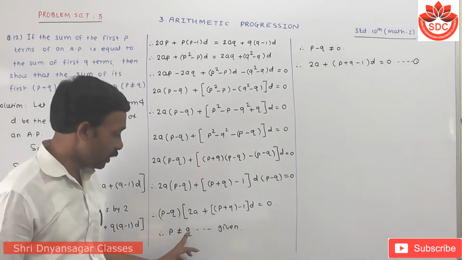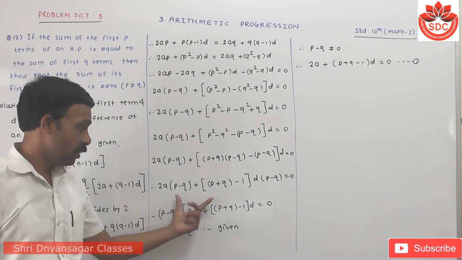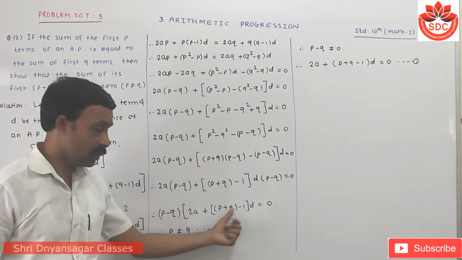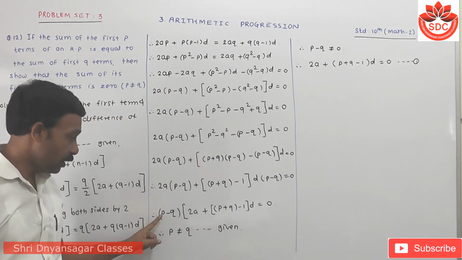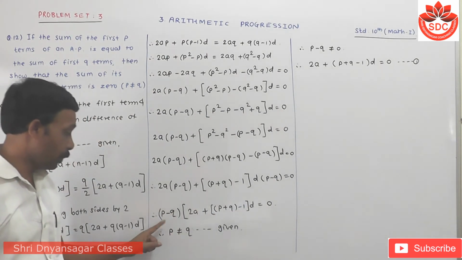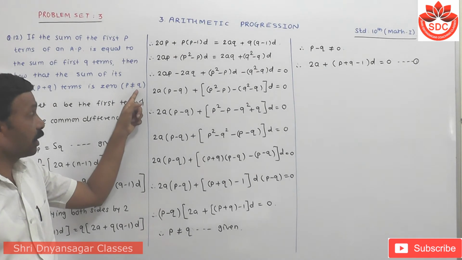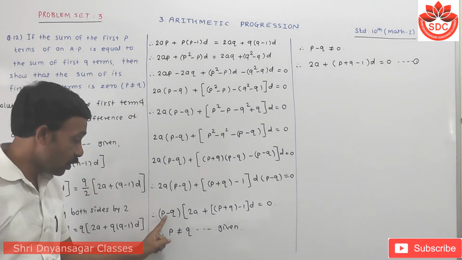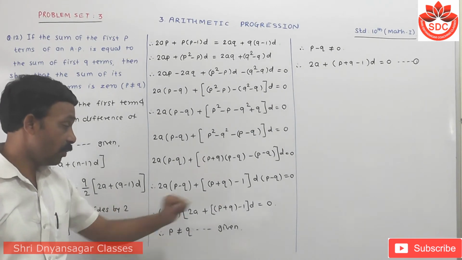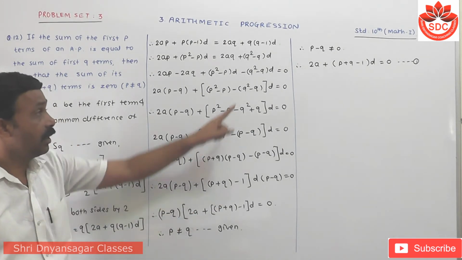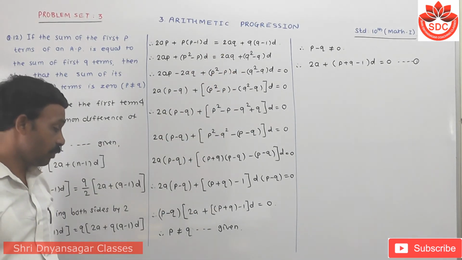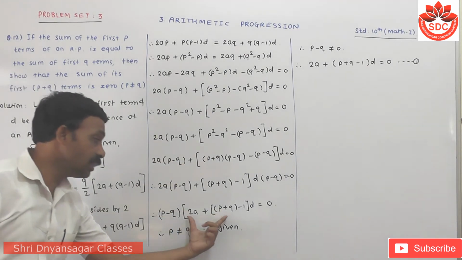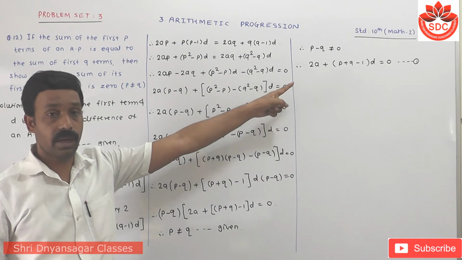Look carefully at how this equation comes. Can you understand? When we take common here, we get twice a plus in bracket p plus q minus 1. Then student, these two terms are equal to 0. But given is that p is not equal to q, so we use this condition also. P and q are not equal, so their difference cannot be 0. That means p minus q is also not equal to 0. That means only this term is 0. I have to write it here.